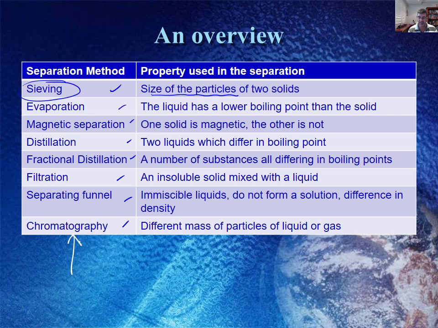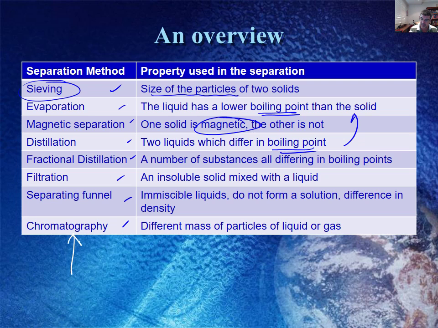For evaporation, the differences are based on differences in boiling point. For a solution of salt water, for example, we know that the water will boil at a lower temperature than the salt, and therefore evaporation allows us to remove the water and keep the solid behind. Magnetic separation works on the property of magnetism. Distillation works on differences in boiling point.